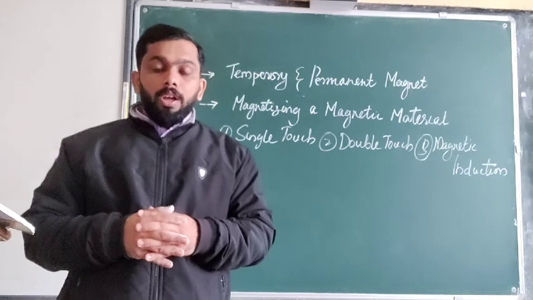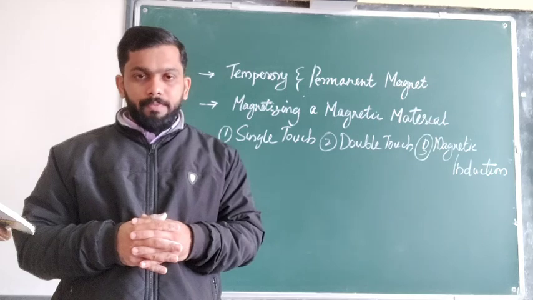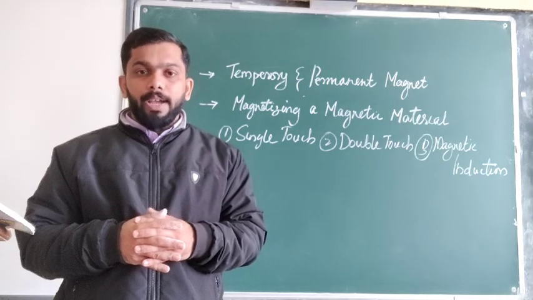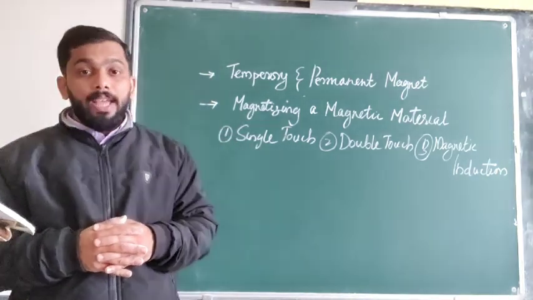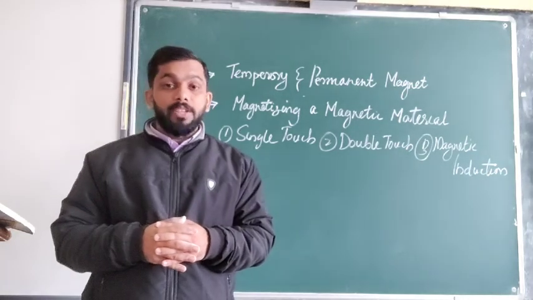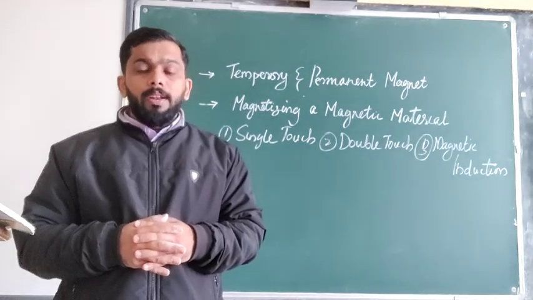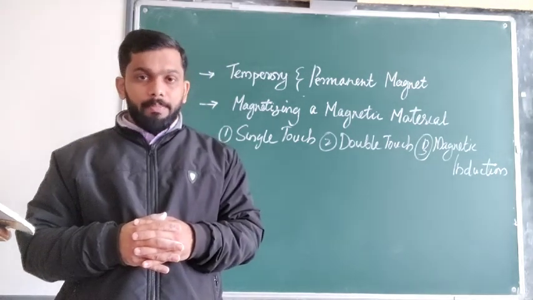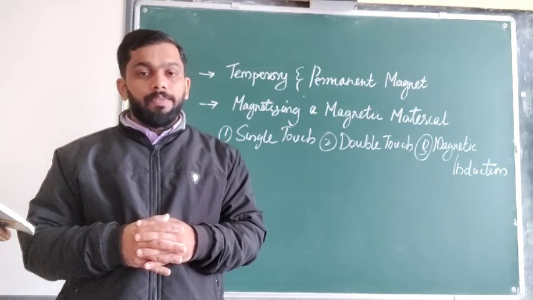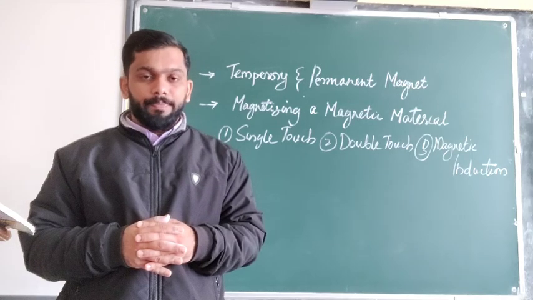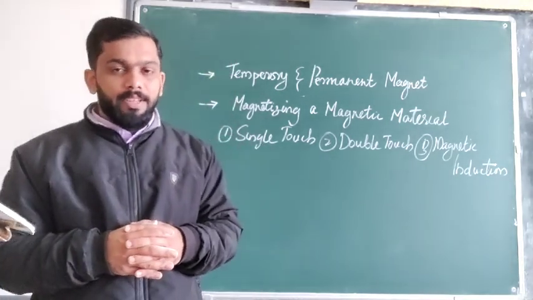Today, we are going to discuss temporary and permanent magnets. The second point we have to discuss today is magnetizing a magnetic material. In magnetizing a magnetic material, today we will discuss three methods: single touch method, double touch method, and the final one is magnetic induction. So shall we start with the temporary and permanent magnet? Yes.